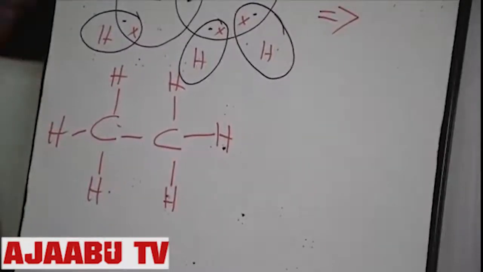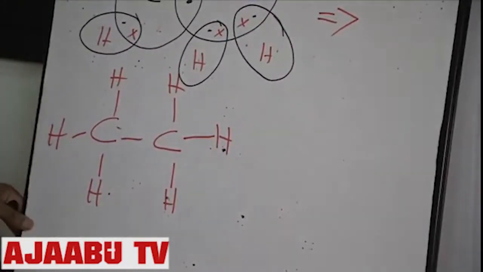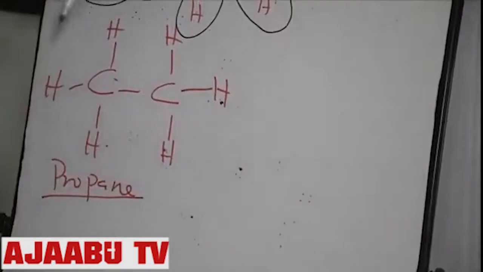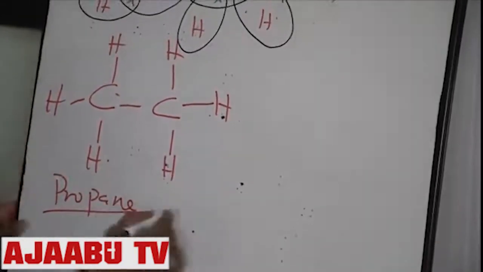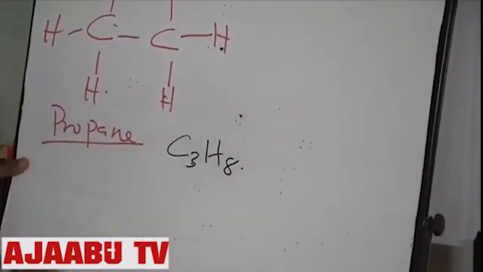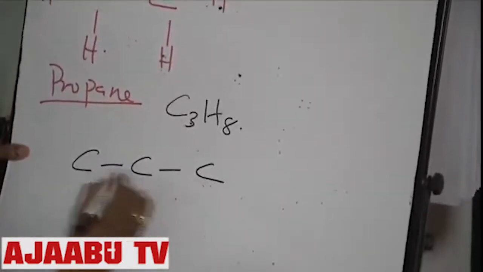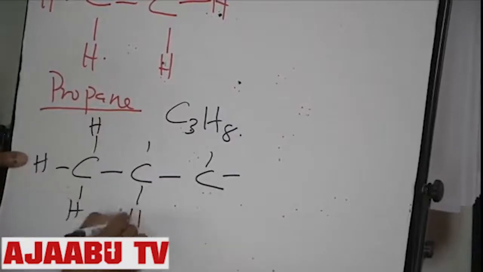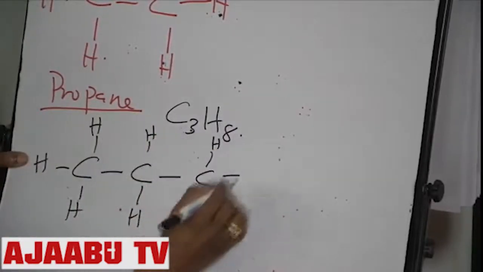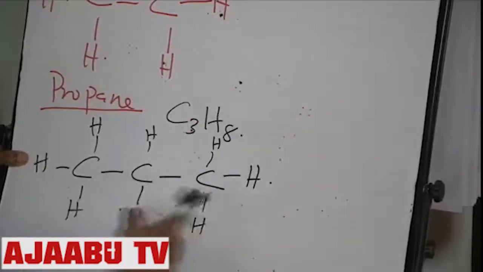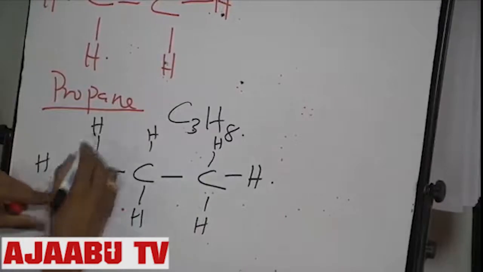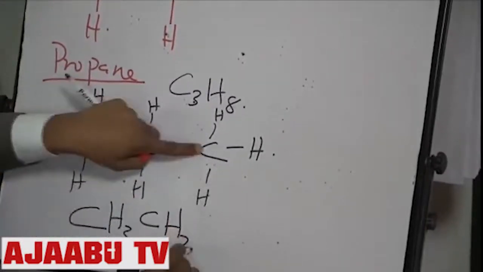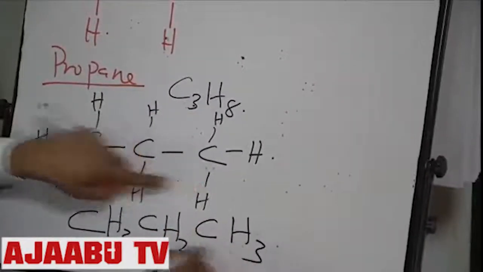The last one that we can do is propane, so that we save time because there are 10. So for propane, instead of drawing it in circles form, we will just write the formula of propane, which is C3H8. So it's carbon bonding with carbon, and then you only fix the hydrogens. This can also be written as C with how many hydrogen atoms? 3 hydrogen atoms. Then another C with 2 hydrogen atoms. Then another carbon with 3 hydrogen atoms.